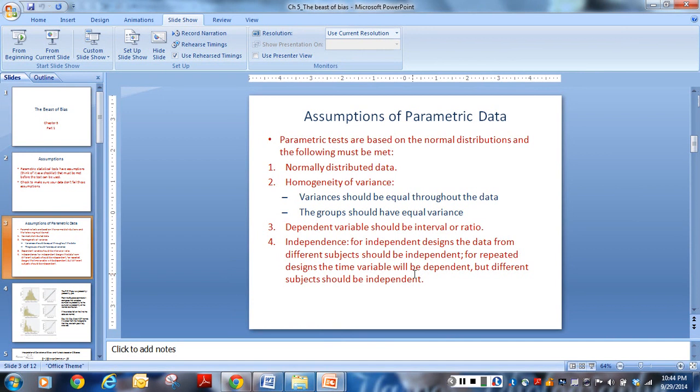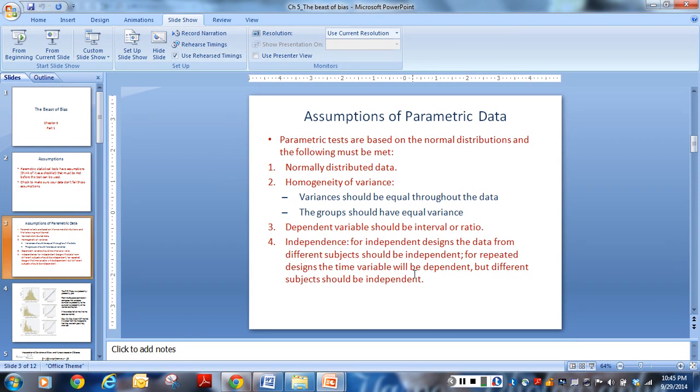So parametric tests have to meet certain criteria before you can use them. And when I talk about parametric tests, I'm talking about t-tests, ANOVA, regression. These are all tests that we will be learning in the upcoming weeks. But there's certain criteria that you have to meet in order to complete a parametric test.